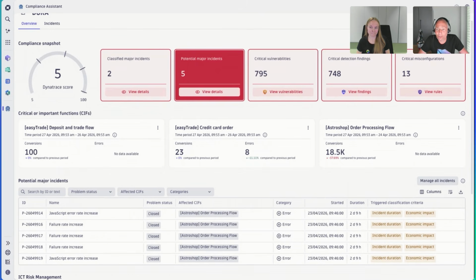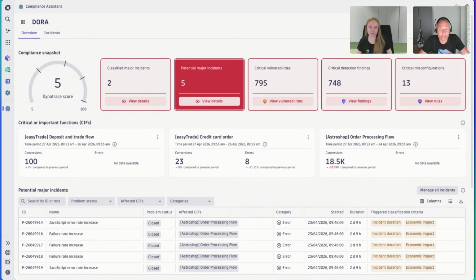I also see here, you mentioned it earlier on the top, the classified major incidents, the potential major incidents. So you talk about incidents here. When I hear incidents, I also typically think about incident response. So I would assume there's also a way not just to see this data in a beautiful app, but we can also trigger automation. We can connect with other tools, whether it's ticketing systems. Am I correct with this assumption?